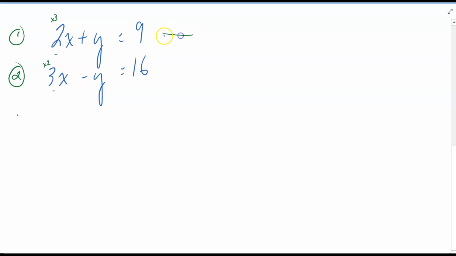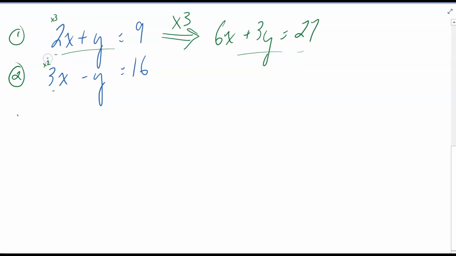So let's do that. The first equation is getting multiplied by 3. When we do that, we need to multiply every term by 3. So 2x times 3 is 6x. 1y times 3 is 3y. And 9 times 3 is 27. That's the first equation. These are equivalent equations. One is just beefed up in a sense, right? But the relationship between the variables x and y is the same.